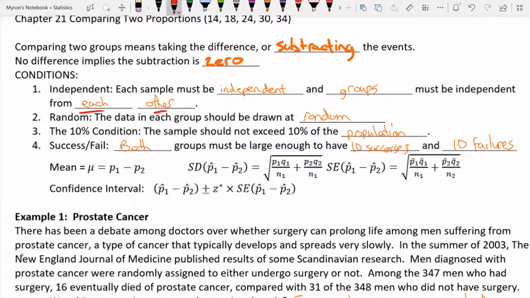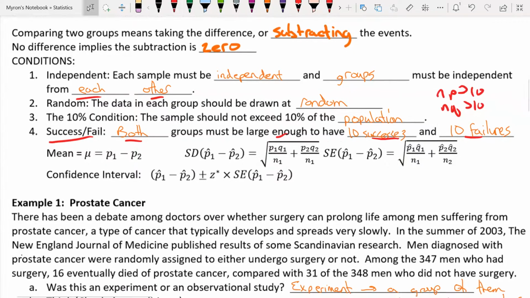And they need to meet the 10% condition, which means you cannot exceed 10% of the population. And on this one, success/fail, both groups need to be large enough where you have 10 successes and 10 failures. Which, you remember, n times p is greater than 10, n times q is greater than 10, for 10 successes and 10 failures. So we have these formulas here, but I really got to show you a problem for these to make sense.